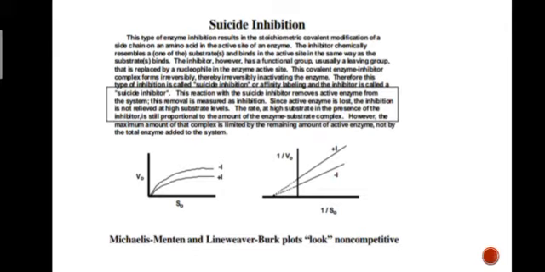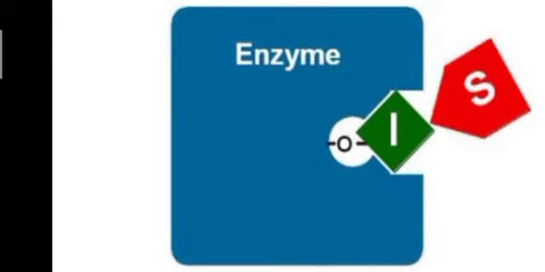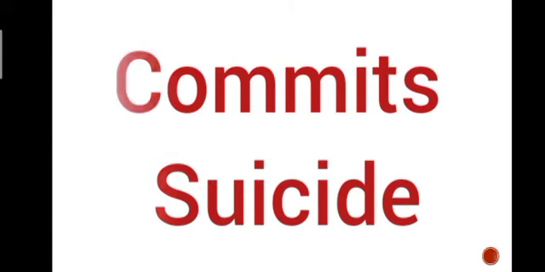The suicide inhibitor, which is a mechanism-based inhibitor, is a type of irreversible inhibitor. A suicide inhibitor binds to the enzyme as a substrate and is initially processed by the normal catalytic mechanism. As a result of catalysis, the substrate is converted to a chemically reactive intermediate that inactivates the enzyme through covalent modification. That is, the enzyme literally commits suicide.